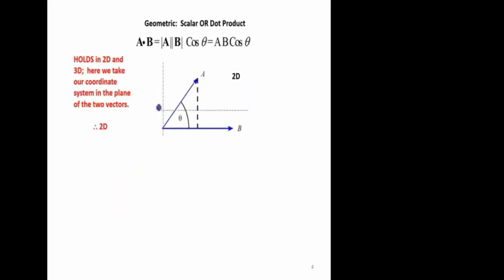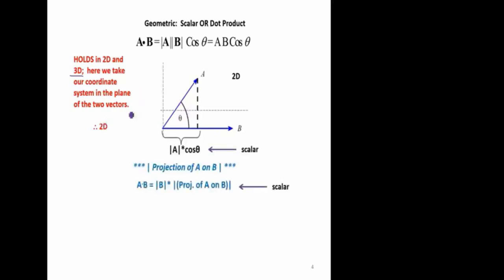So here we have again the 2D representation, and the first thing we want to realize is that this holds in 3D also. You just have to find a way to determine the angle between the two vectors. So let's go back to 2D. If we look at the projection of A onto B, that projection will be the length of A times the cosine of theta. This is equal to the projection of A onto B. So the dot product is equal to the length of B times the length of the projection of A onto B. Realize that this is a scalar, and so is this.